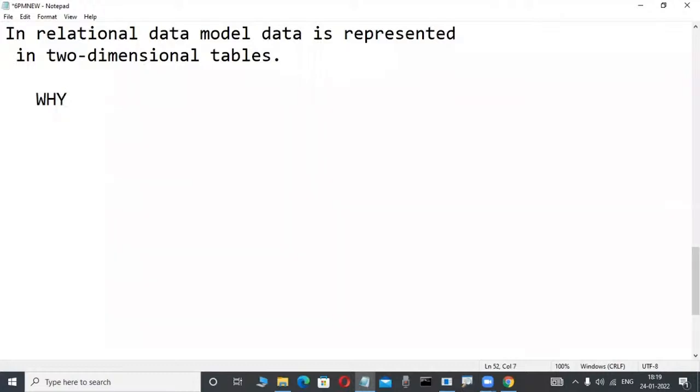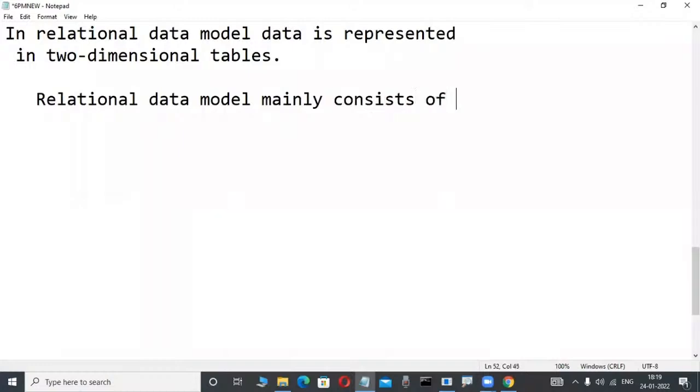Suppose you are learning Oracle, MySQL, or DB2, any relational data model product, it is easy. Any software engineer you ask in the world will tell you it is easy. Why? There is a reason. Any relational data model product we observe mainly consists of three components. What are those components?